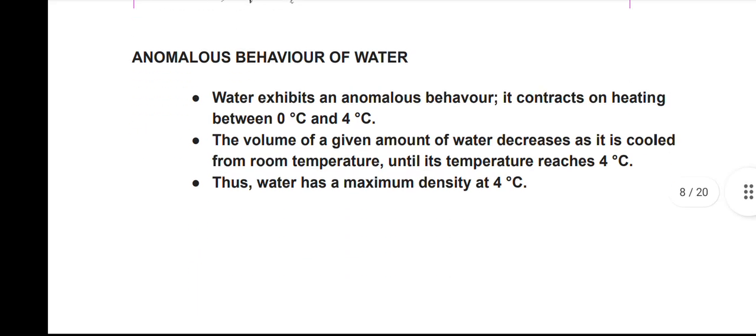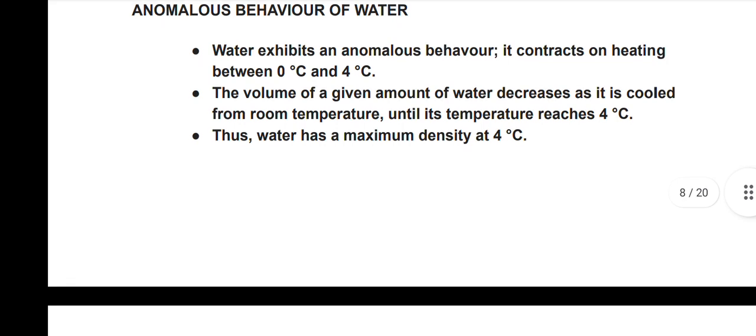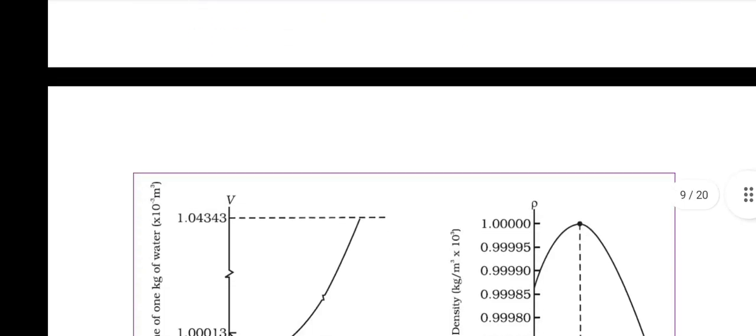Anomalous behavior of water. Water exhibits an anomalous behavior. It contracts on heating between 0 degrees Celsius and 4 degrees Celsius. The volume of a given amount of water decreases as it is cooled from room temperature until its temperature reaches 4 degrees Celsius. Thus, water has a maximum density at 4 degrees Celsius.